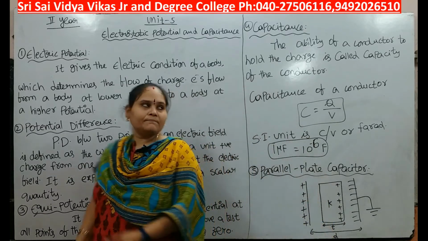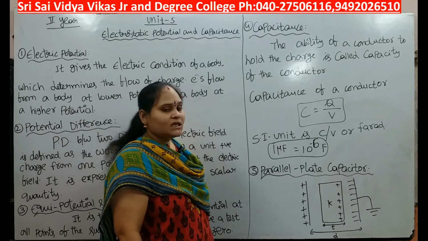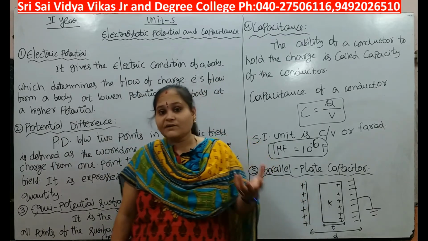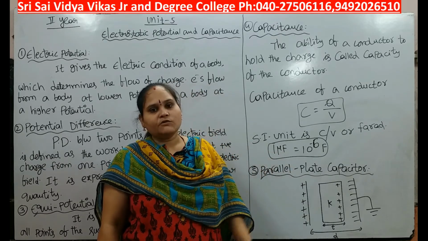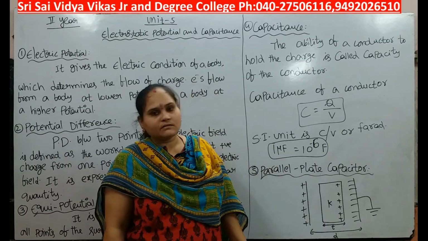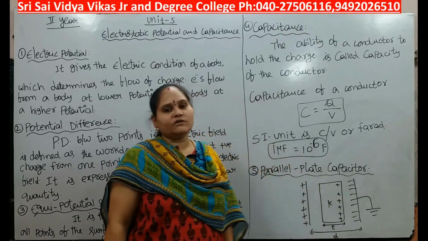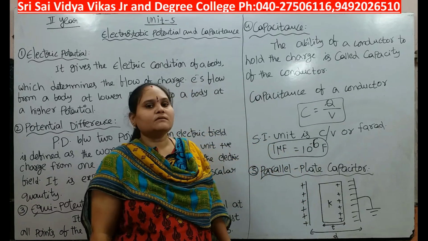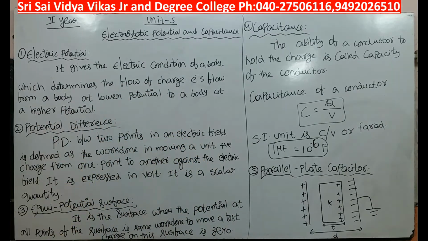Next one is capacitance. The ability of a conductor to hold charge is called capacitance. C equals Q by V. Its unit is C by V, that means coulomb per volt or farad. 1 microfarad equals 10 to the power of minus 6 farads. Next we will discuss the parallel plate capacitor.